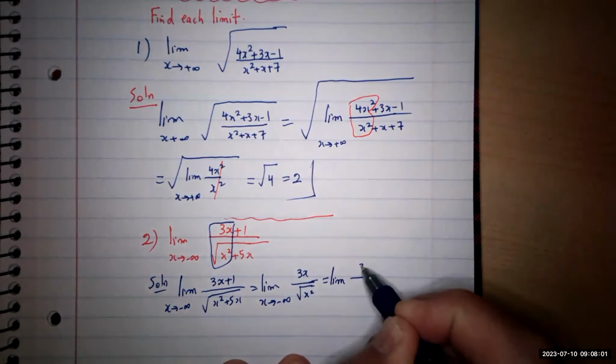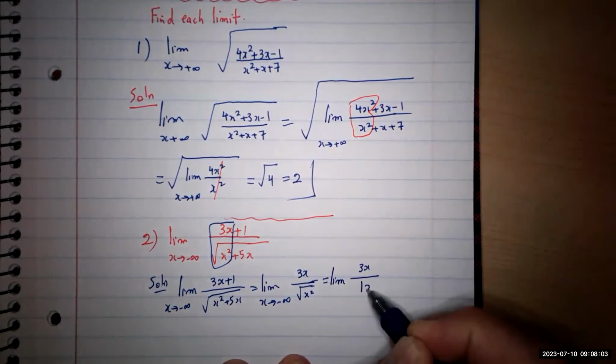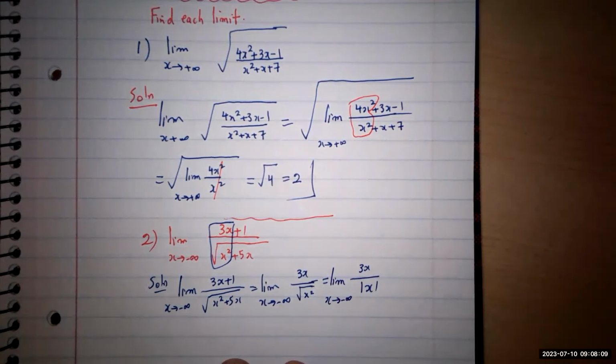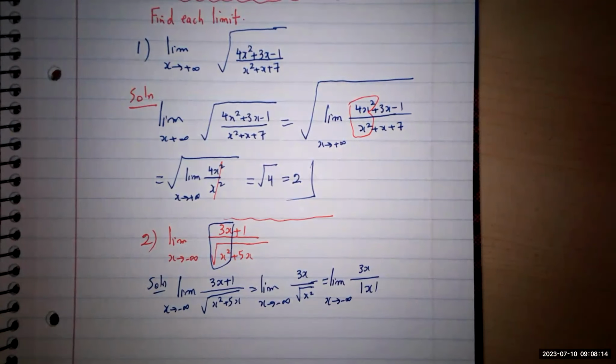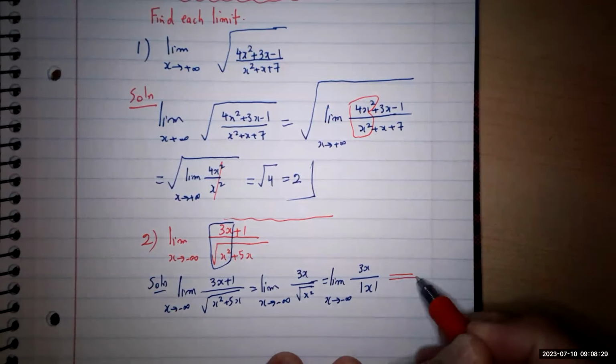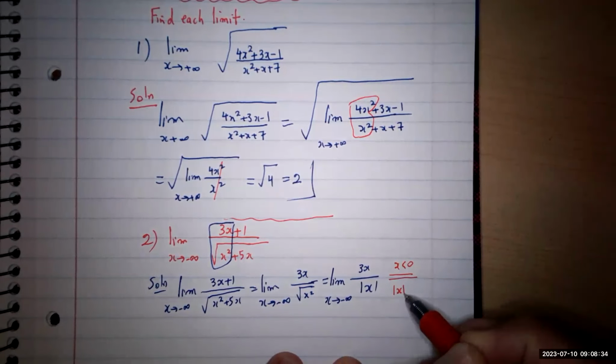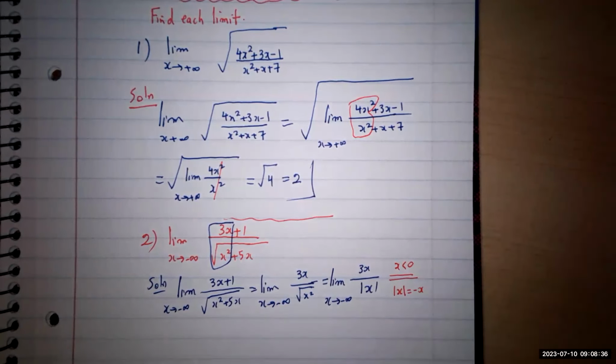Okay, it's going to be 3x over the absolute value of x. So you write it as an absolute value of x, then you decide. You know that the absolute value of x would be x if x is positive, and the absolute value would be negative x if x is negative. You look at this one, you see x goes to negative infinity. Since x goes to negative infinity, this means x is negative. So when x is negative, my absolute value of x would be negative x.